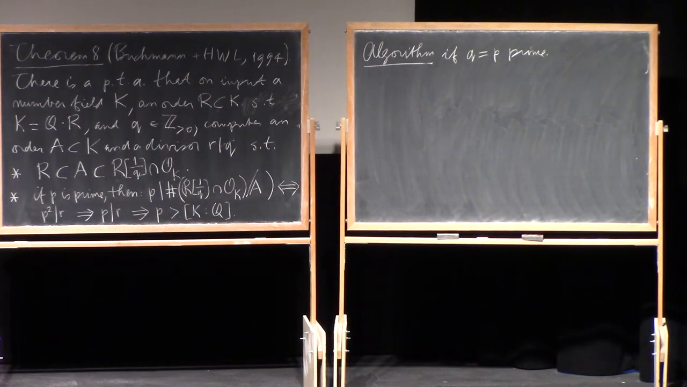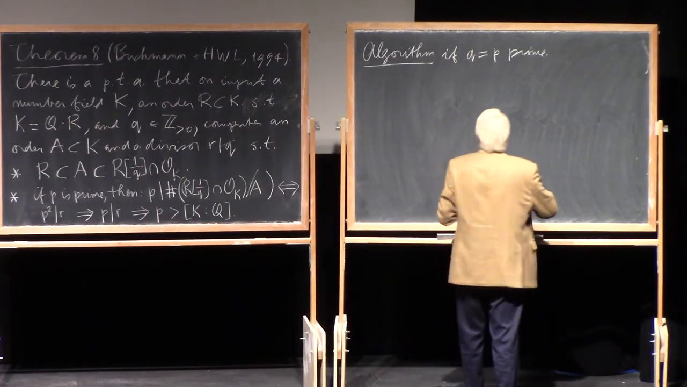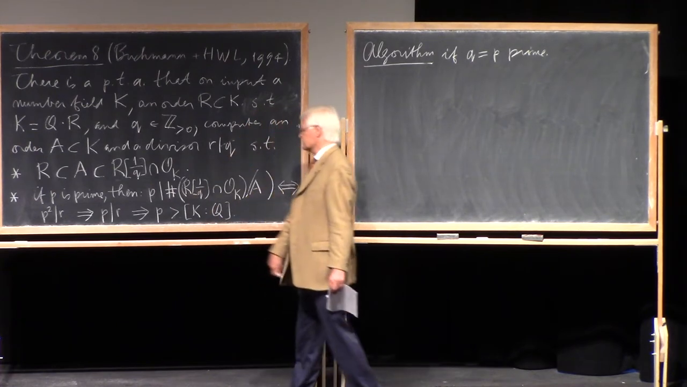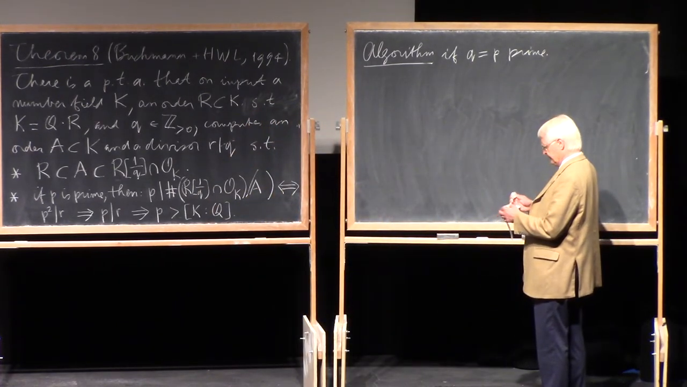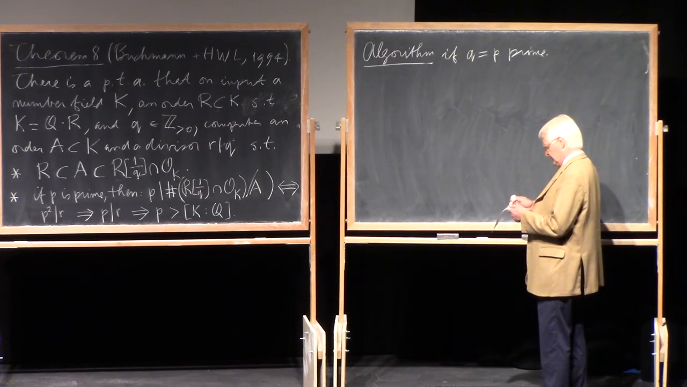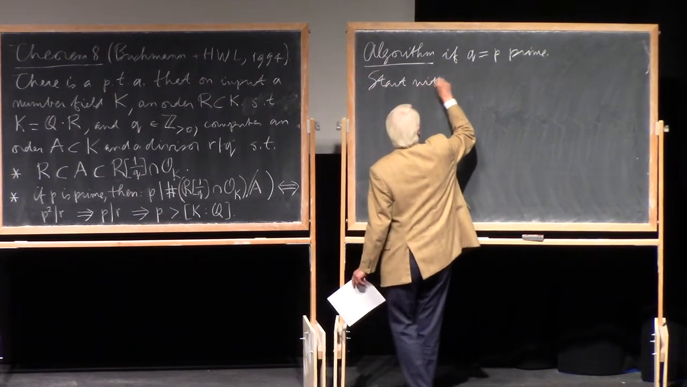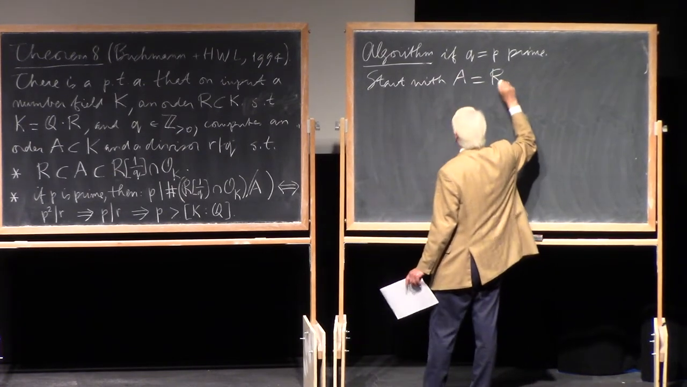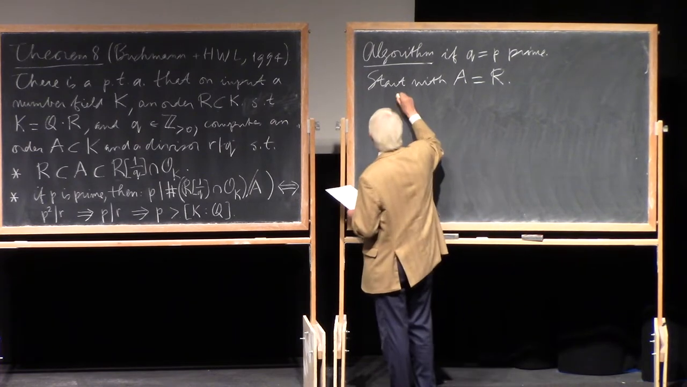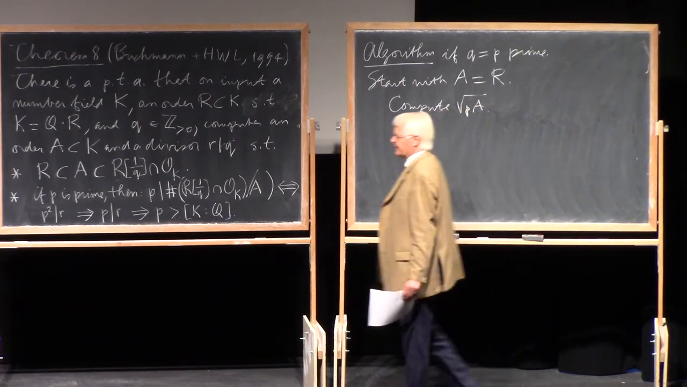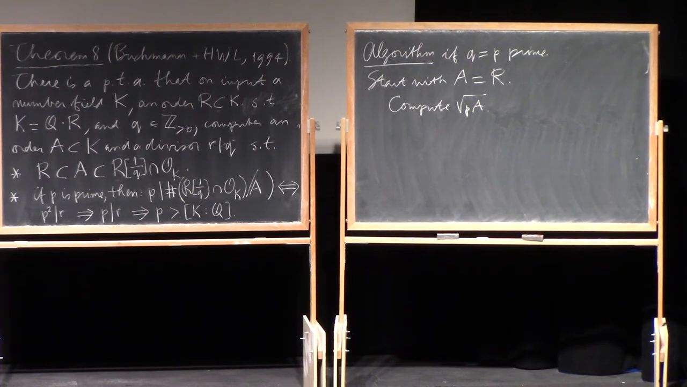Well, let me get this algorithm. So, we have input R and K, and Q is P, and we have to determine capital A. R will be 1, so for the output, I don't have to worry about R. I can also take it P, that makes no difference. But I have to start from A equal to R. And then what you do is that you compute the radical of PA.